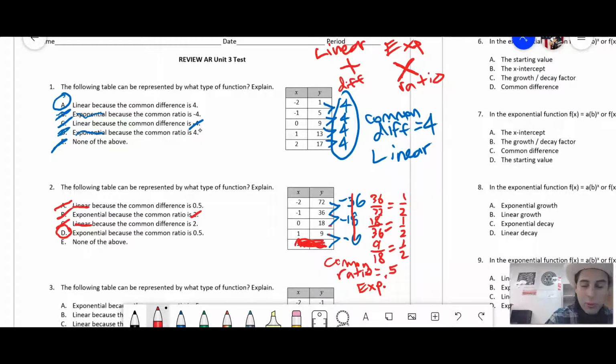So again, it's very important that you do bottom over top, or when you're subtracting, bottom minus top. That's the way we do these common differences and common ratios. So since the answer is D, it can't be E.